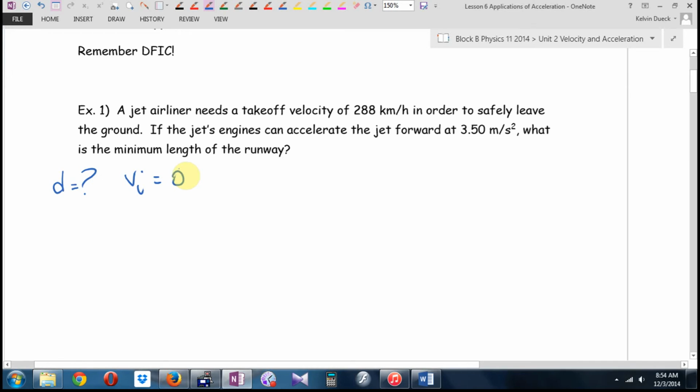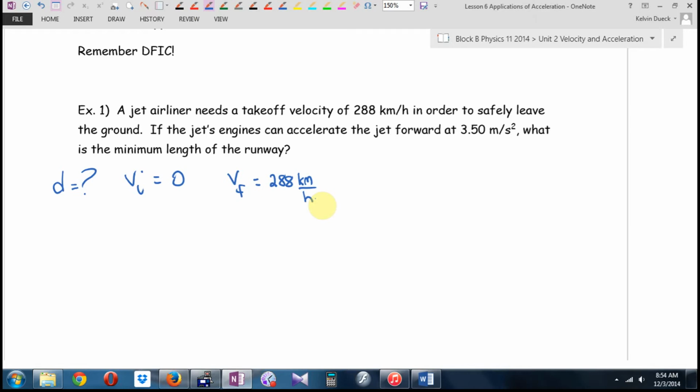Sorry, what was your next comment? VF is what? 288 what? I don't like that. The units are yucky. The units are yucky. All right? There is a way to do the conversion. Have I given you guys the shortcut to go from kilometers per hour to meters per second?